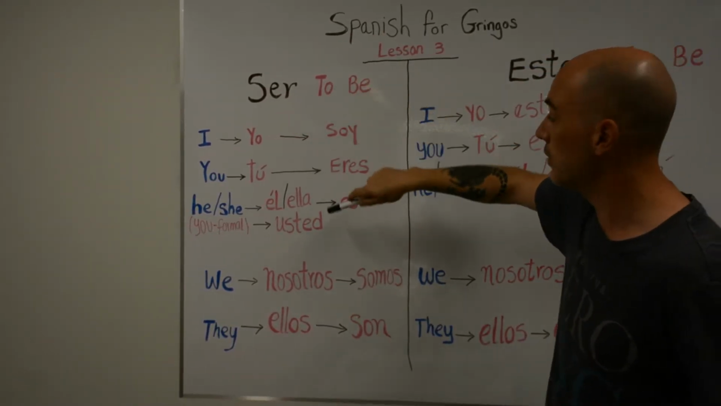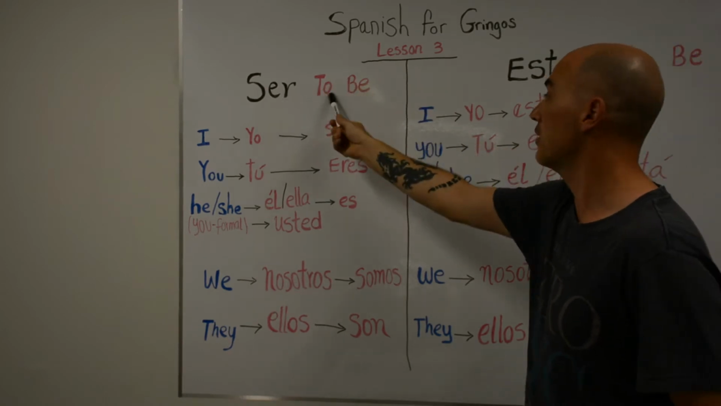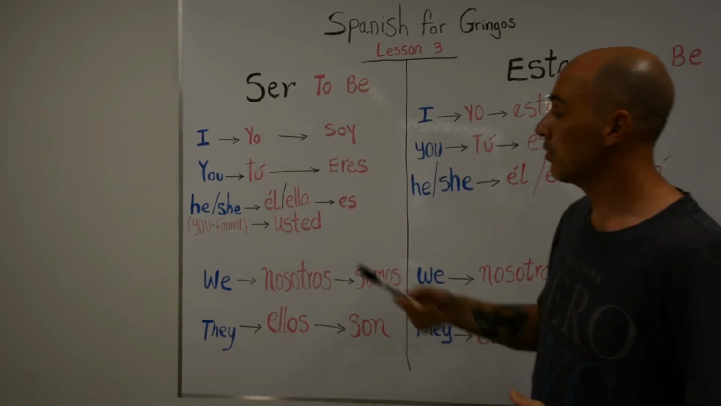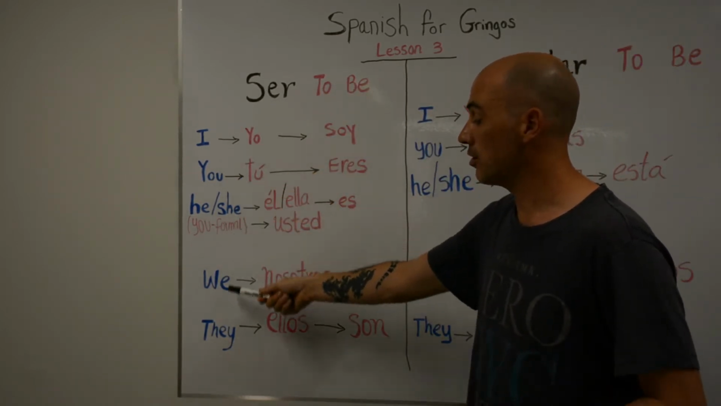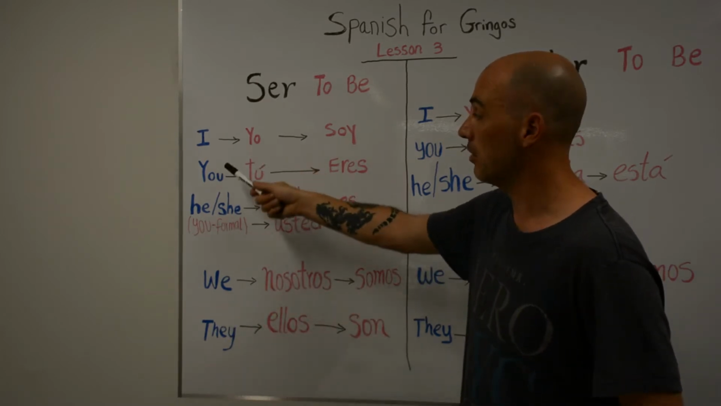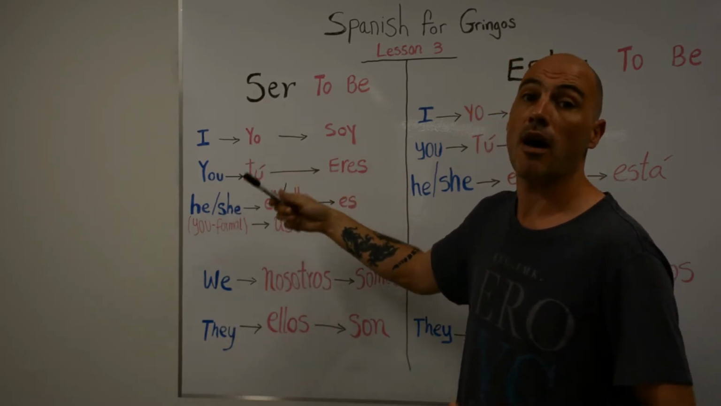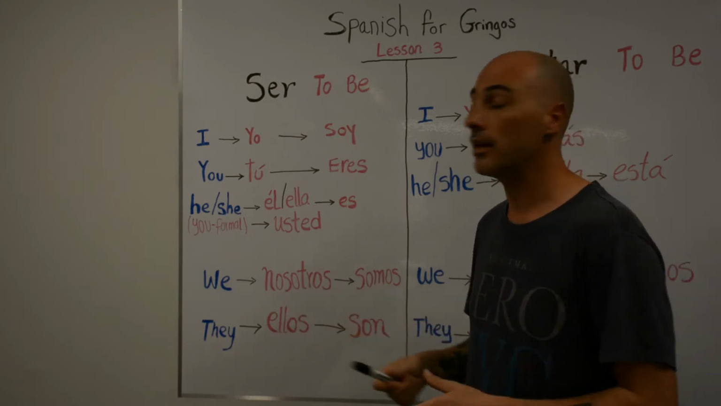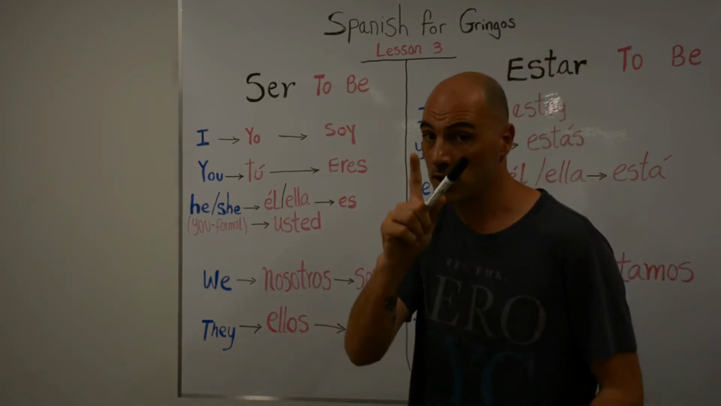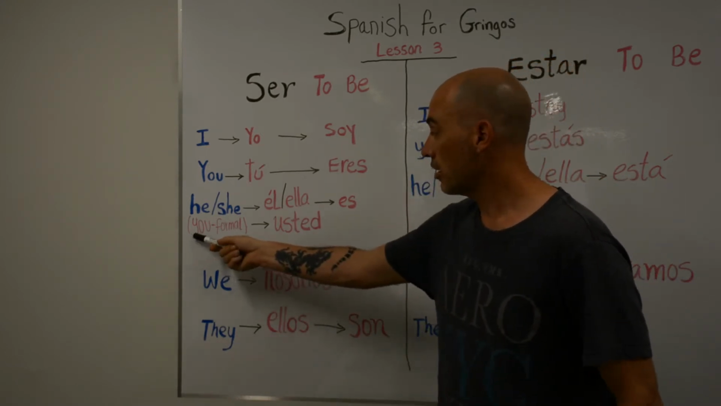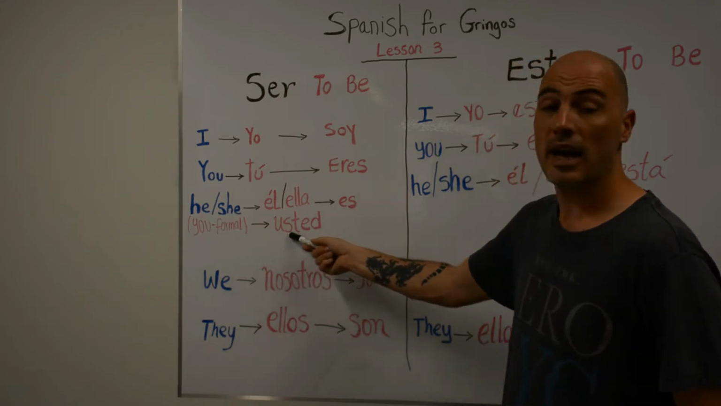We'll deal with the left side of the board here. Ser is to be. And I will give you a demonstration of how to conjugate this verb into the different forms of I, me, you, they, all that stuff. Now, I just want to mention one quick note. You're going to see under this, you formal, usted.